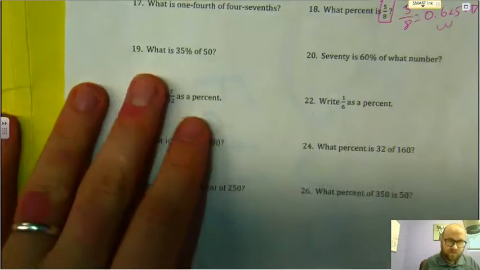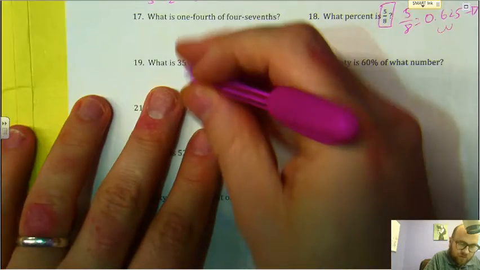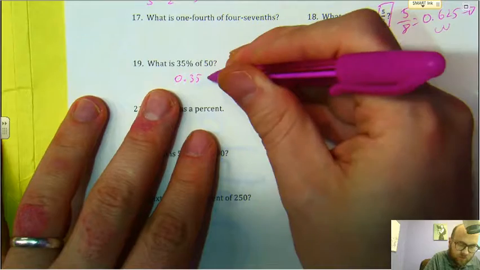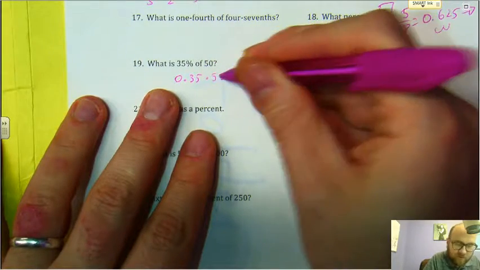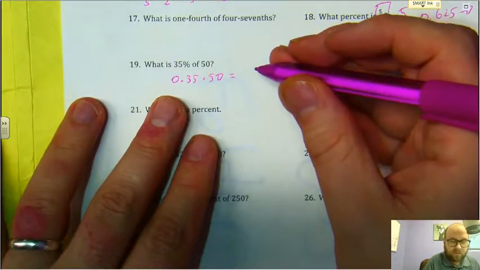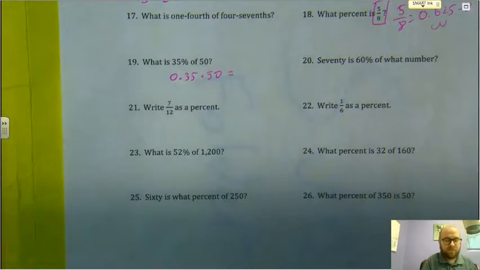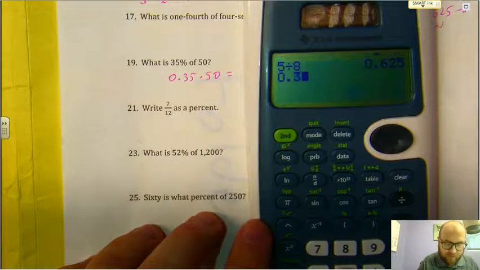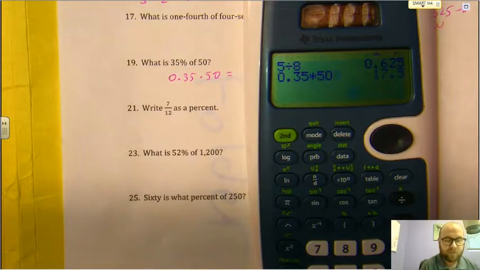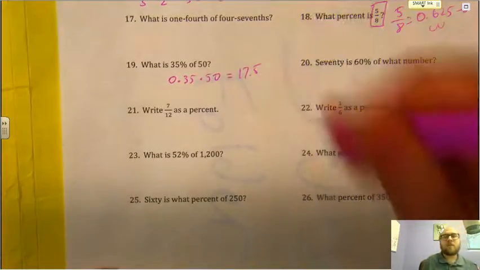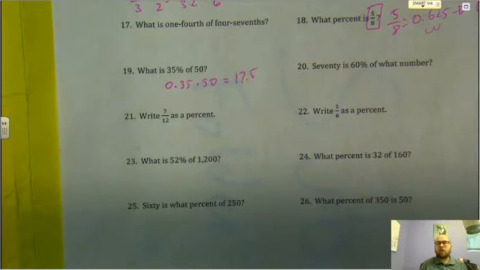To figure out some of these, for example, what is 35% of 50? We would convert 35% to 0.35 and multiply that by 50. Okay, 35% of 50, we'll just plug that in our little calculator: 0.35 times 50. There we go, 17.5. So take your time with these, and I will see you all next time.